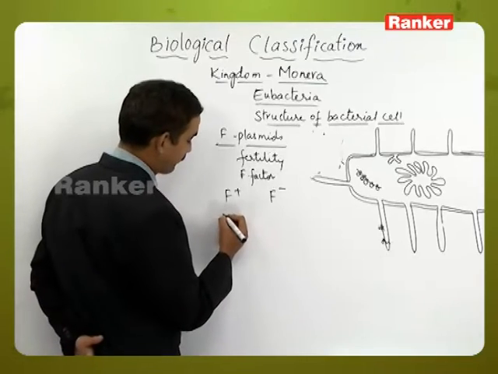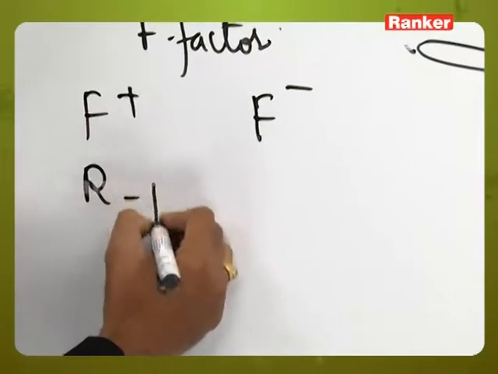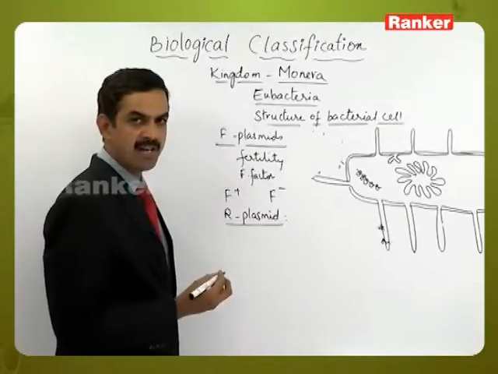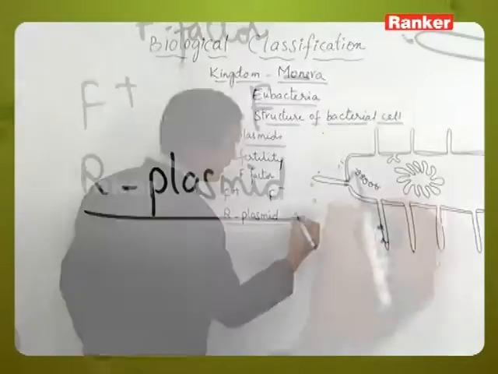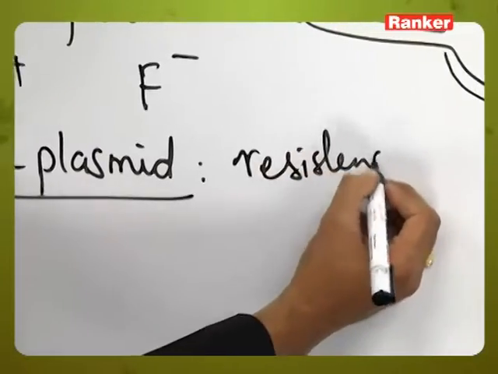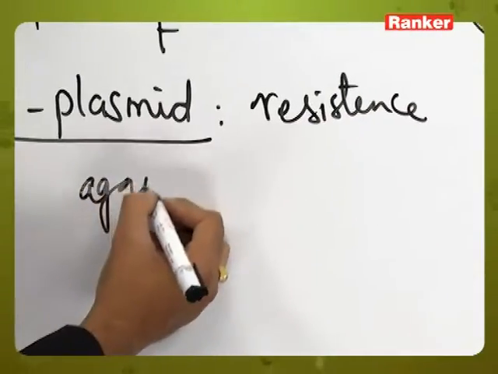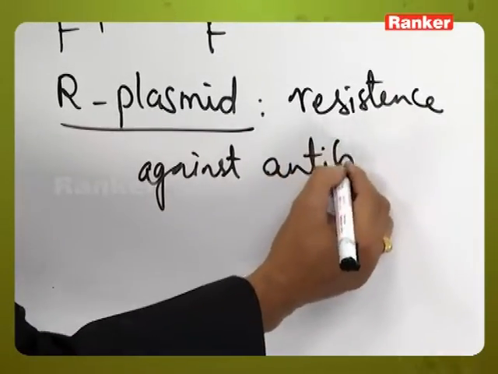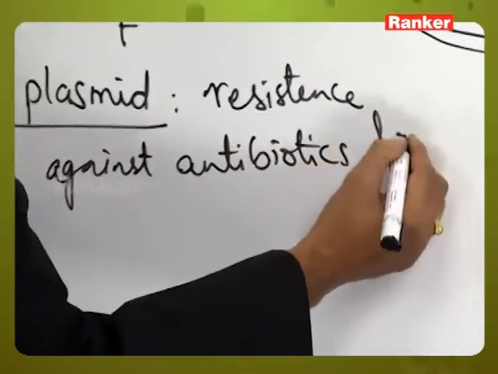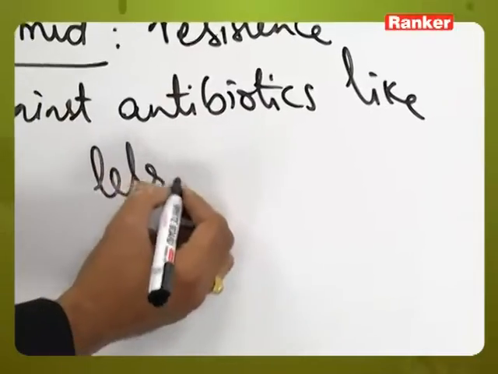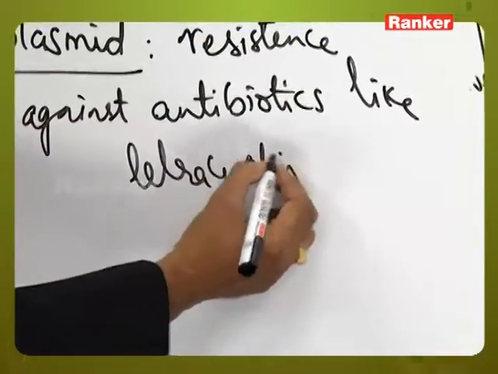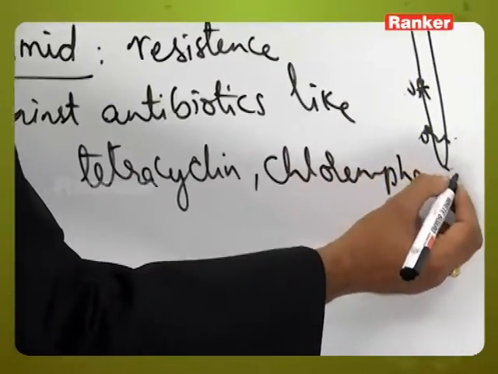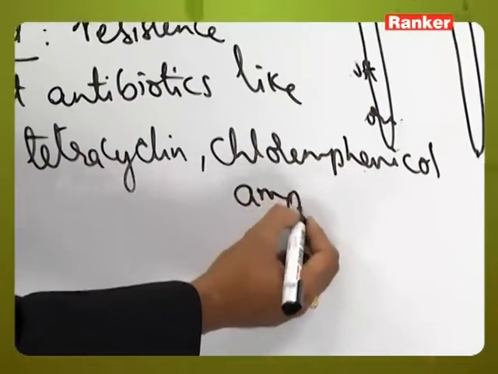And the second one is the R plasmid. R plasmid provides one special characteristic feature, that is resistance against antibiotics like tetracycline, chloramphenicol, ampicillin, etc.